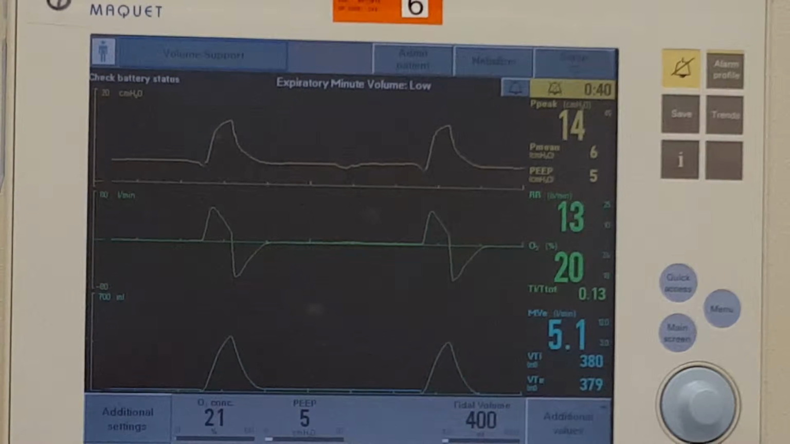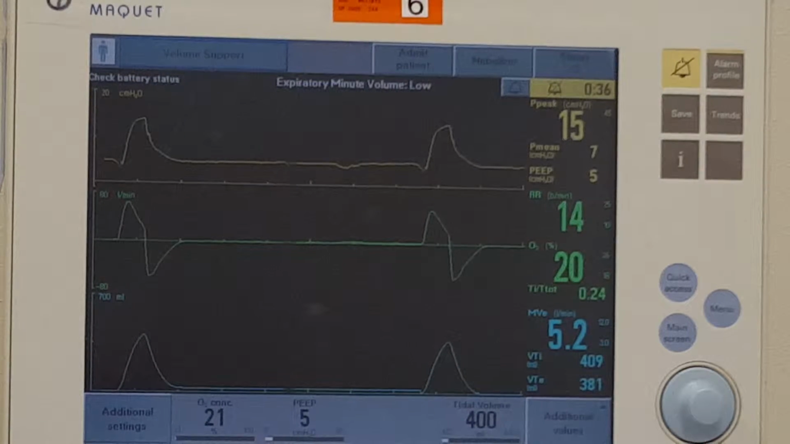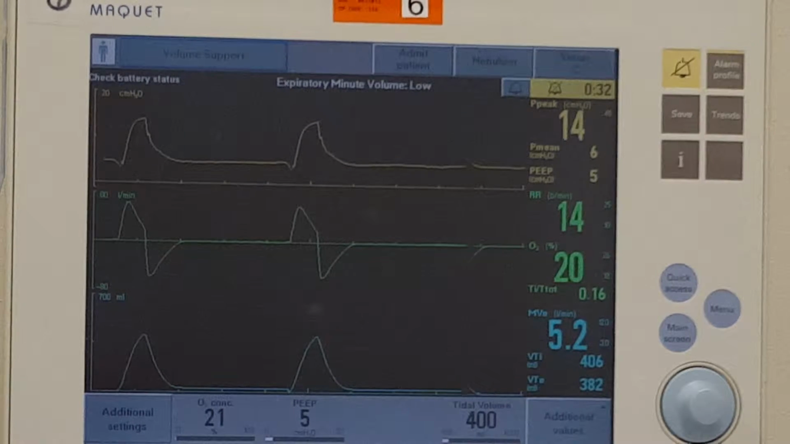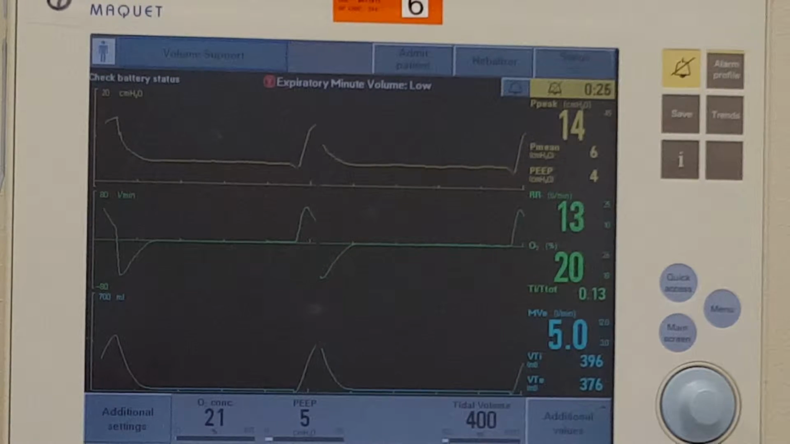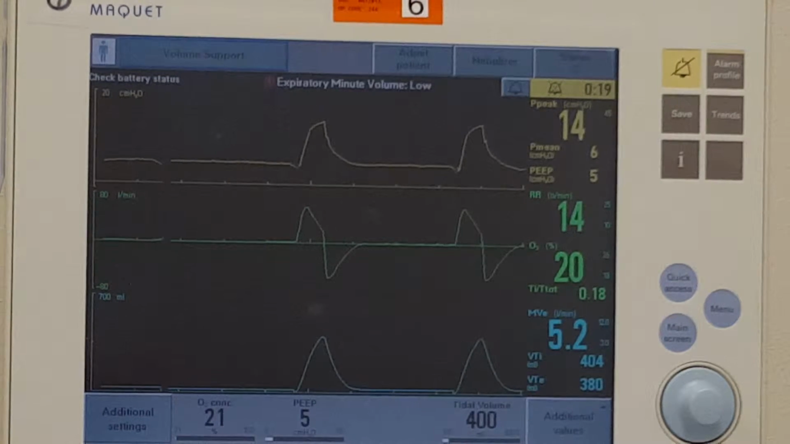Okay, so you can see I'm around 15. Notice my peak pressure of 15, giving me my tidal volume of 400 mils. Now, what's going to happen when compliance decreases to 20, which is the next request on your lab? So think about it. We are using pressure support to hit our volume target of 400 mils.